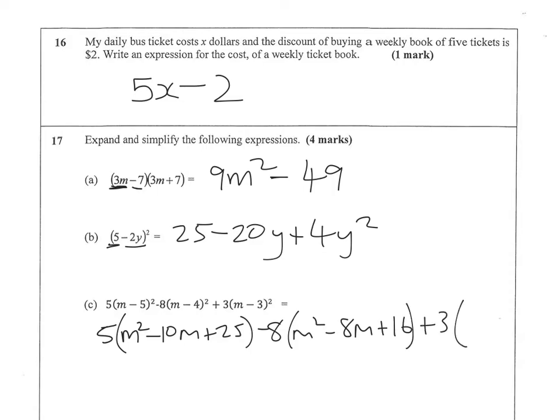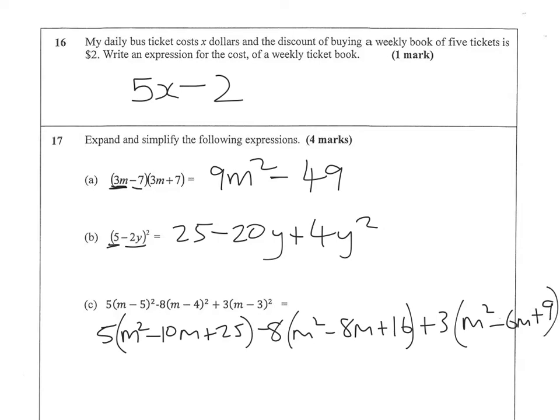3, it's a perfect square again, so we get m squared, square the first, the product is 3m, double it, we get 6m, and square the last, we get positive 9.